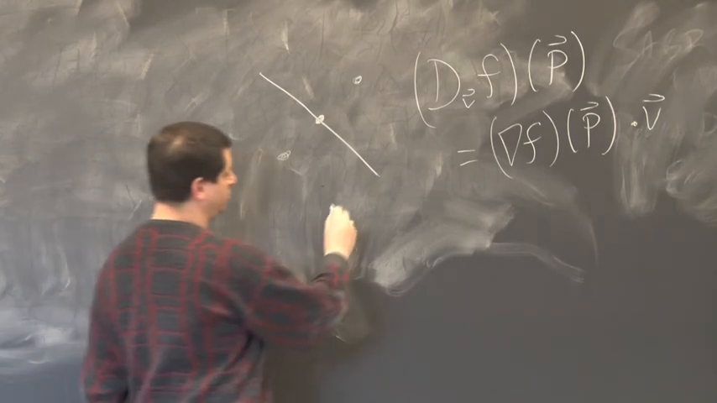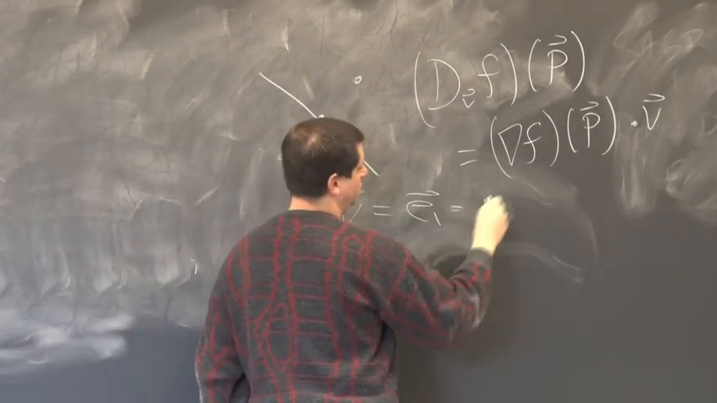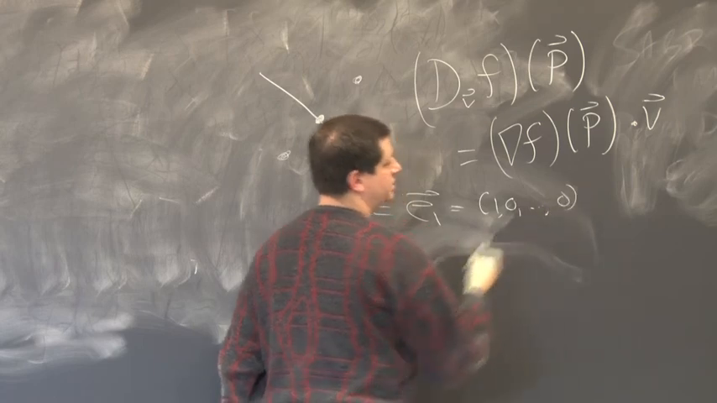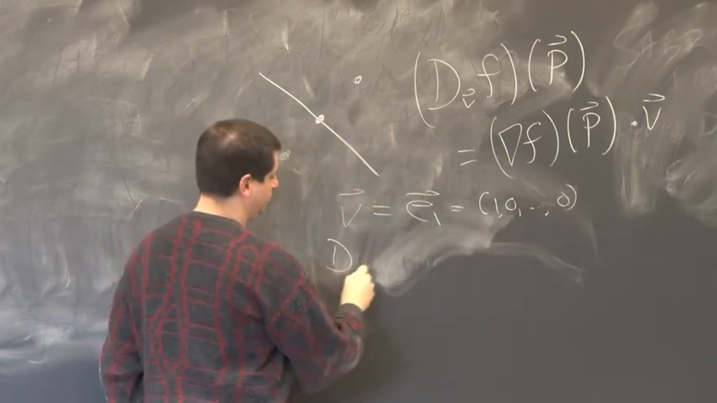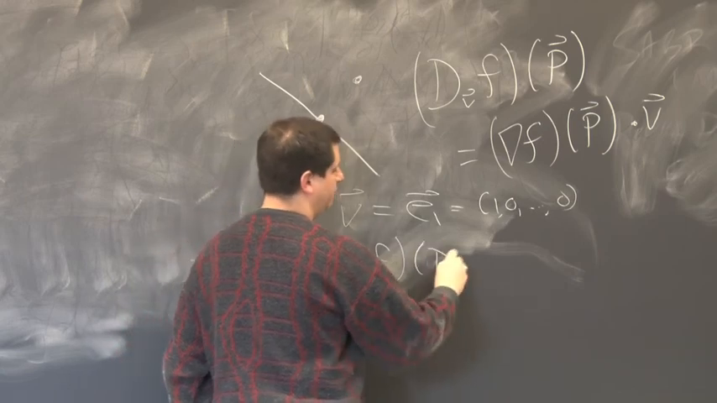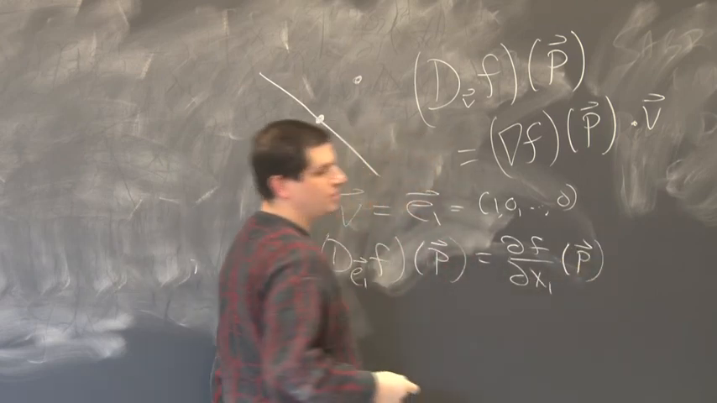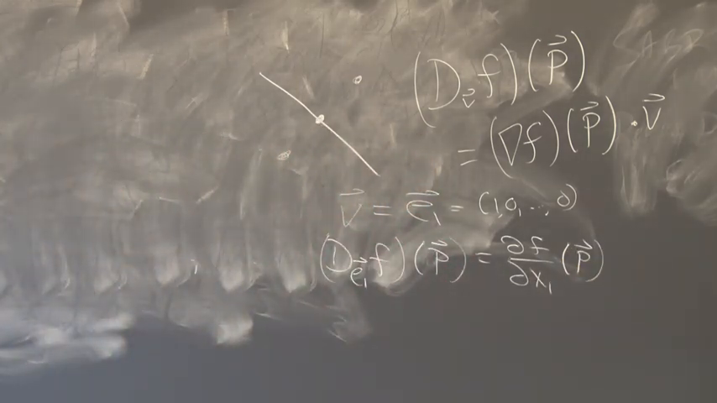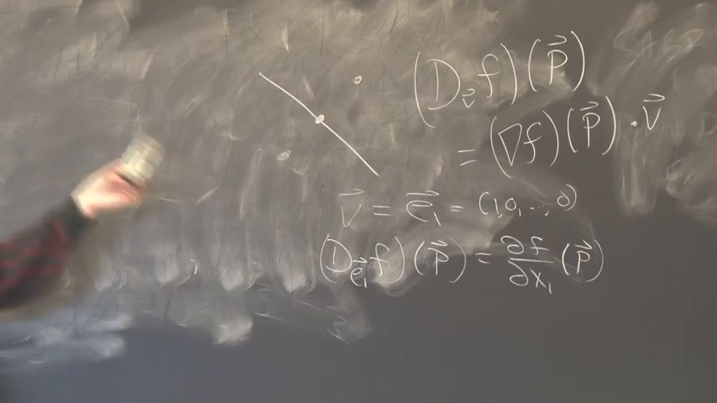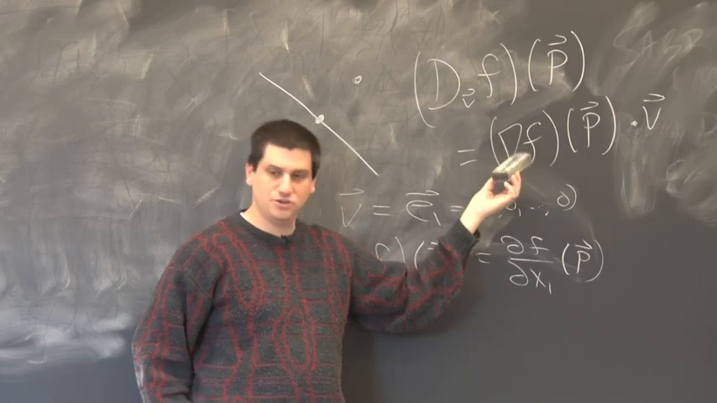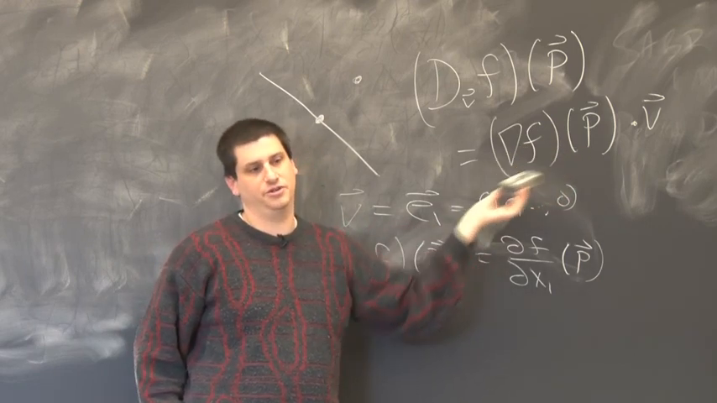If you take the special case where v is E1, which is just something in the x1 direction, then after you do all the algebra, the directional derivative of f is just df/dx1 at the point. So the directional derivatives just become the partial derivatives in this special case. This is one of the nice ways to see how everything connects. If you choose the vectors appropriately, they reduce to the standard partial derivatives. And this tells us that if we know the partial derivatives, we can calculate the derivative in any direction.